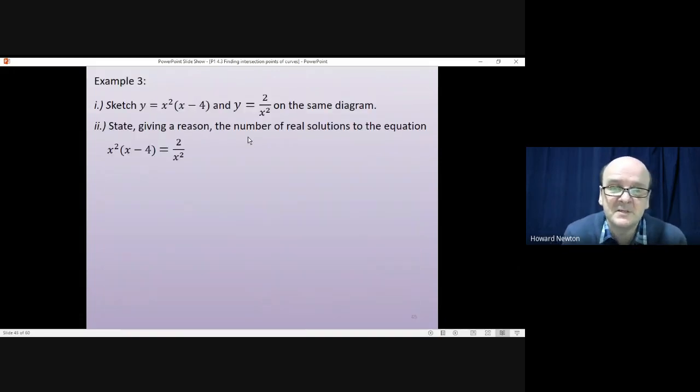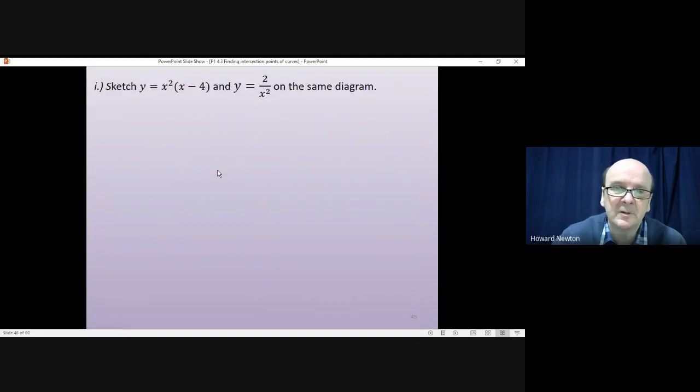Same idea in this third example. Again, you've got two curves to sketch, a cubic and a reciprocal curve. I'll let you have a go at doing this yourself first. Exactly the same as we did last time. Have a go and then come back to me when you're ready. Okay, let's have a look.